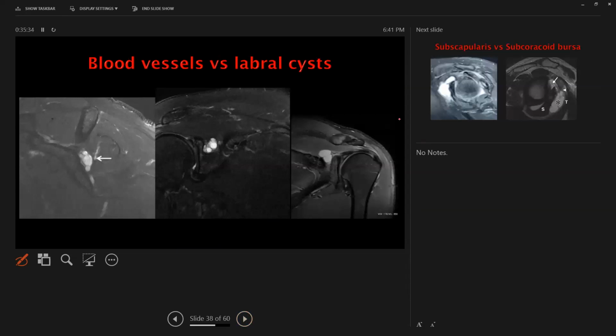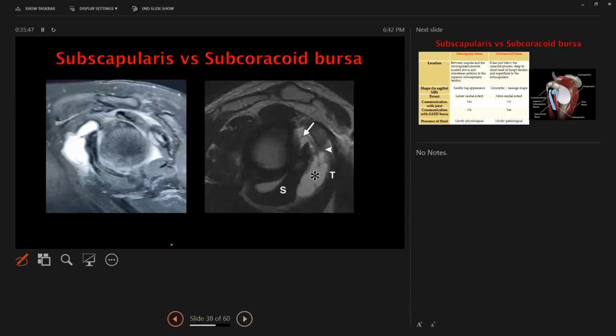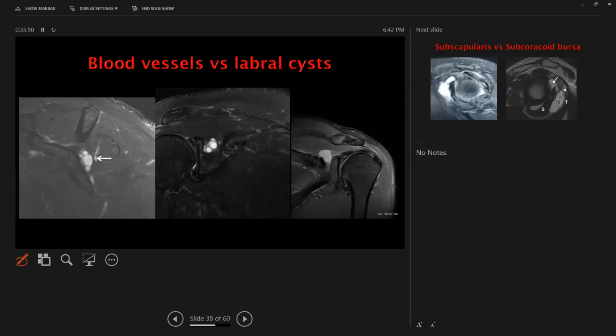Okay, we are done with the labral tear mimics. Sometimes there are prominent blood vessels, especially in the supraglenoid notch area. Like here, these two examples are prominent blood vessels, and this is a paralabral cyst. So how do you differentiate blood vessels from paralabral cysts?